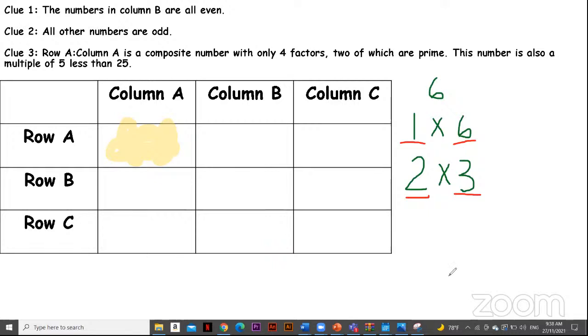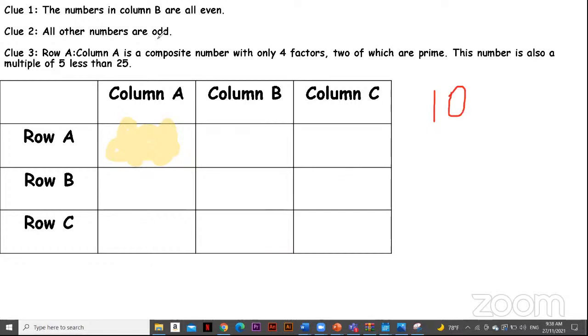So let us see then, what could we have in row A, column A? What multiple of 5 could we have there, which is also a composite number, which has 4 factors, and of those 4 factors, 2 of them are prime? We need to start exploring those numbers. Now, I see persons saying 10. Now, I'm going to look at 10 right here.